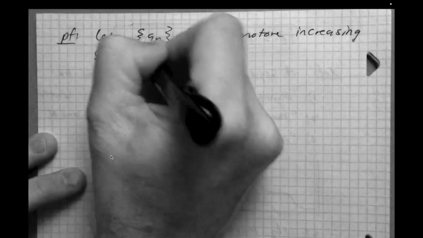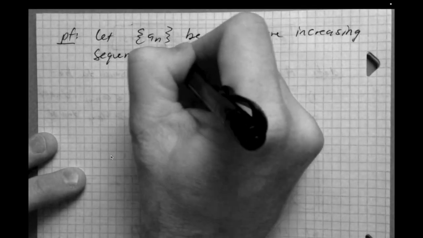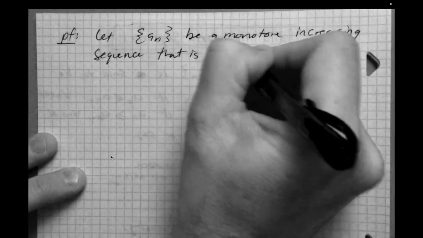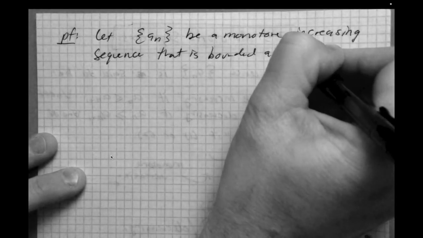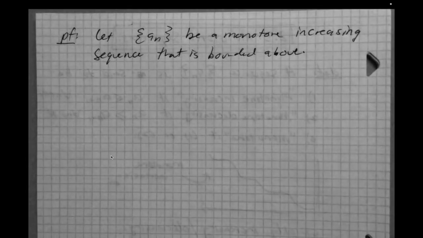Let a sub n be a monotone increasing sequence that is bounded above. The argument would be very similar for a monotone decreasing sequence that is bounded below. Obviously, when we say monotone and bounded, we mean if it's monotone increasing, it must be bounded above. If it's monotone decreasing, it must be bounded below, in order for the convergence to work, right?